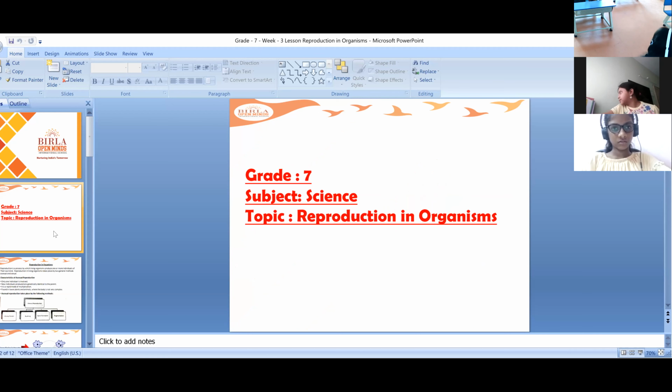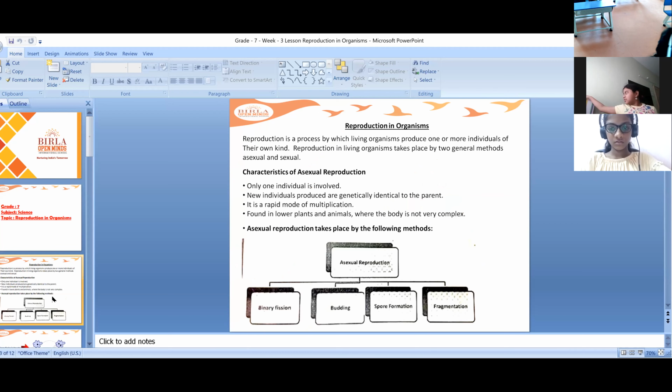If we see reproduction in organisms, the characteristic we can see here is that the reproduction process takes place in one or more living organisms of the same kind. Reproduction takes place by sexual and asexual means. We can see two types of reproduction, sexual reproduction and asexual reproduction. It's there in your course book also.